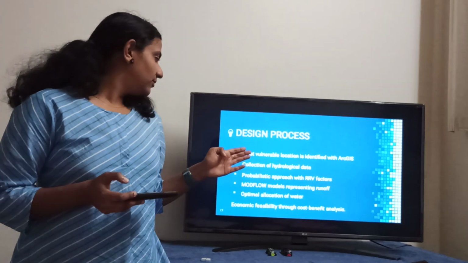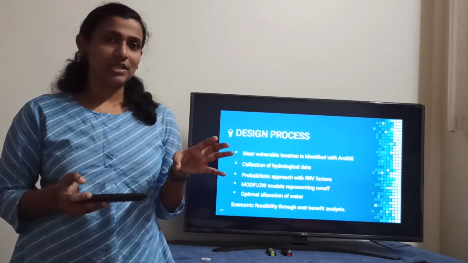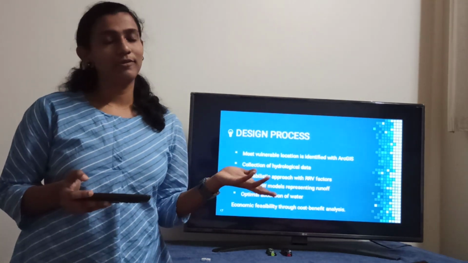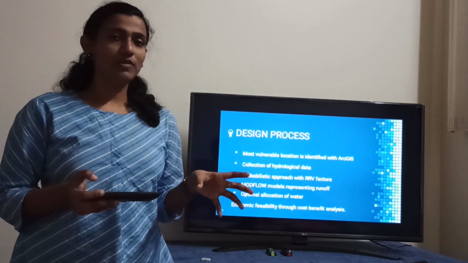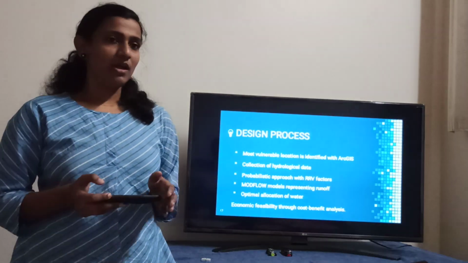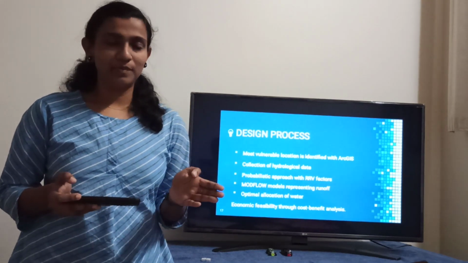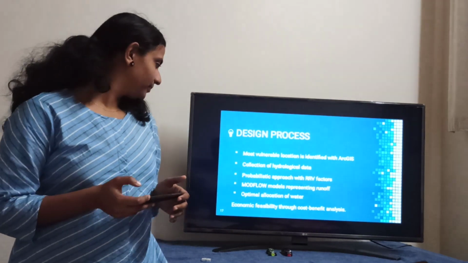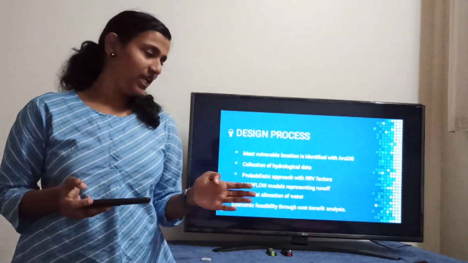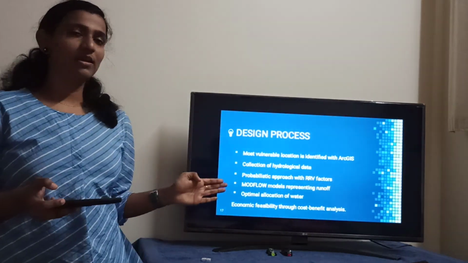The next step was the MODFLOW model. MODFLOW models are a three-dimensional representation of the study area. They can represent groundwater flow as well as surface water flow, through which water-logged areas can be identified. By combining all these results, the actual water that can be supplied for residential purposes is calculated. And finally, the economic feasibility of the study was identified by using cost-benefit analysis. These are the design processes.